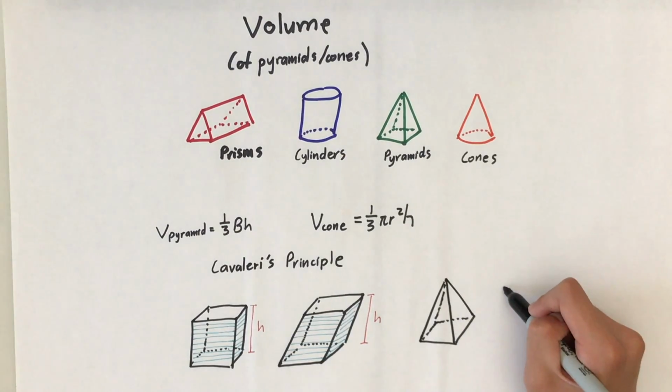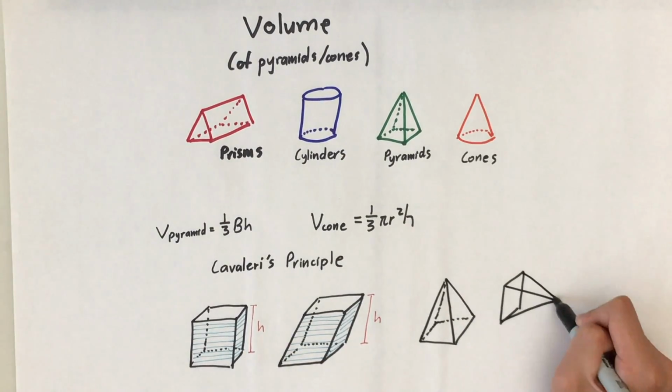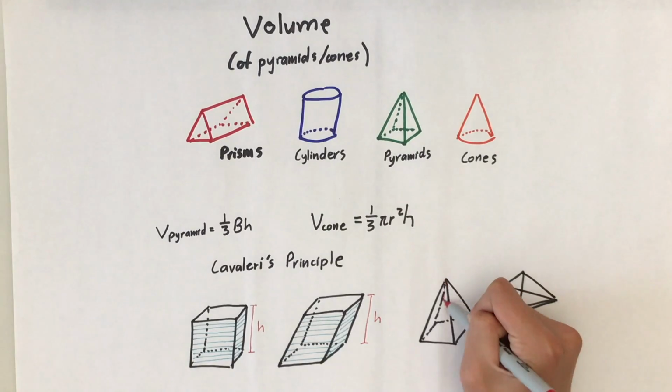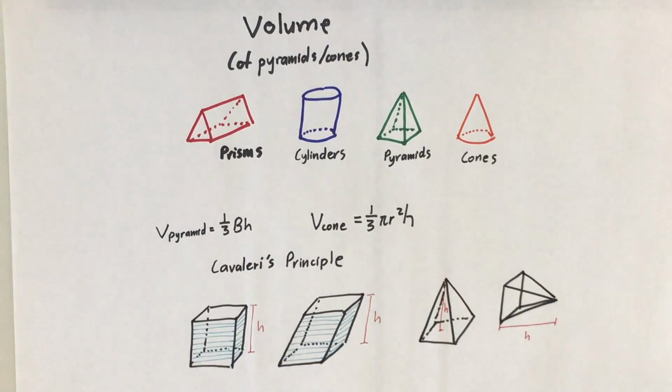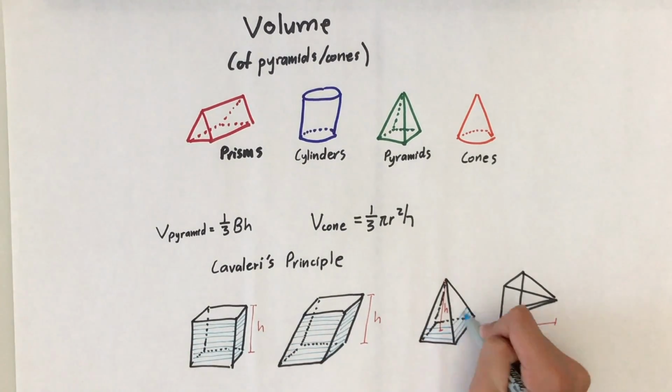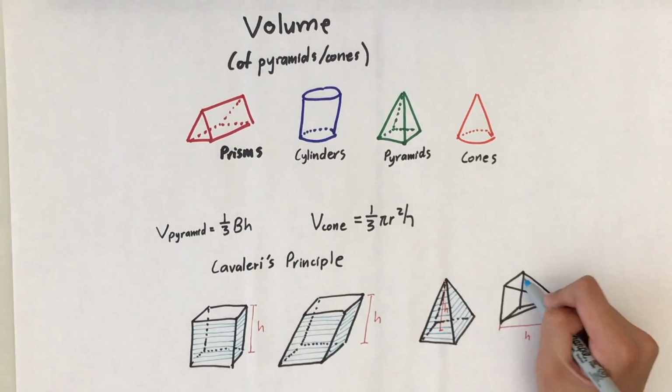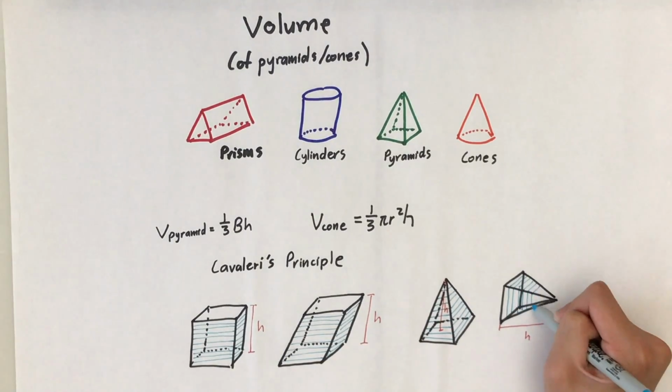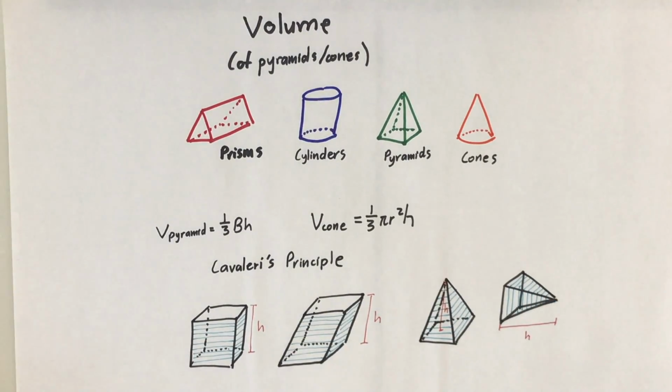And the same applies for shapes like pyramids and cones as well. So let's say that you have two pyramids with the same height, and if you formed a bunch of cross-sections with parallel planes that were equal distances from the bases, if the area of each cross-section was equal to its corresponding cross-section on the other solid, then their volumes would be equal.